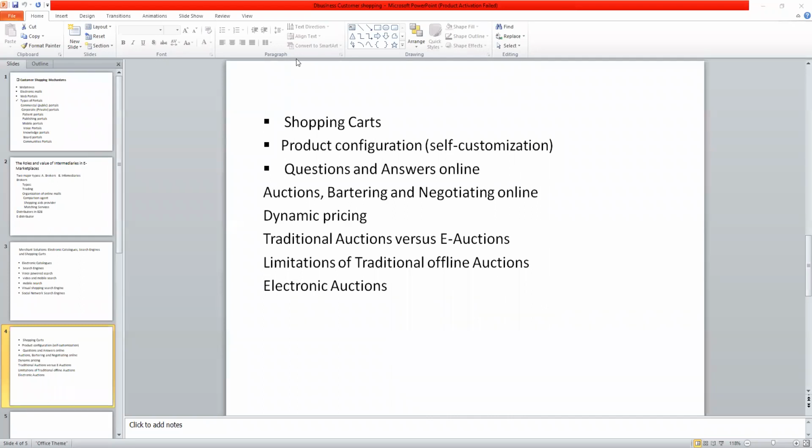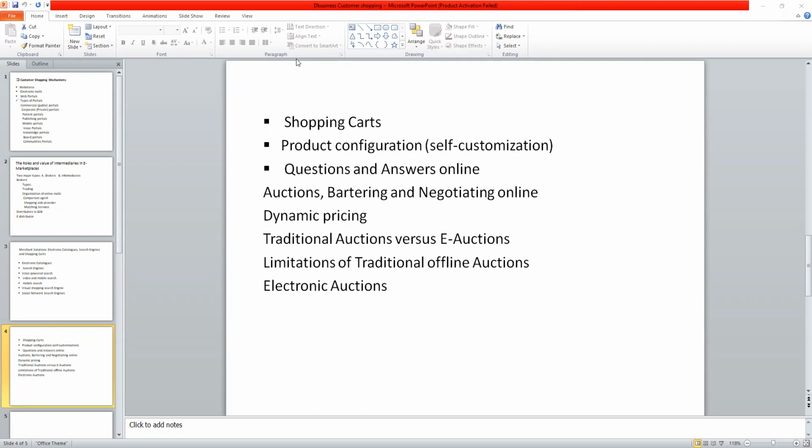Now there are several types of auctions, each with its own specialties, and they have their own defined processes. Auctions can be conducted online, on public auction sites like eBay, or on private auction sites, which may be by invitation only.